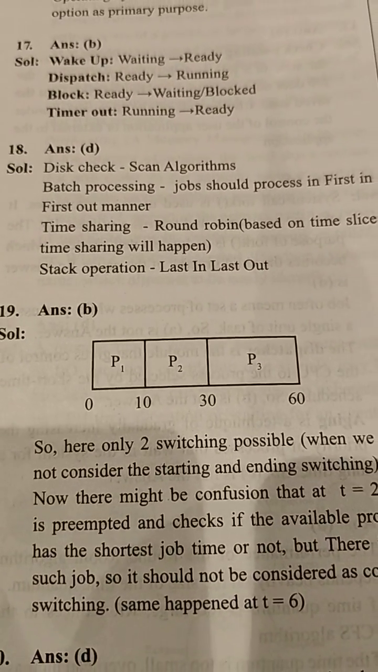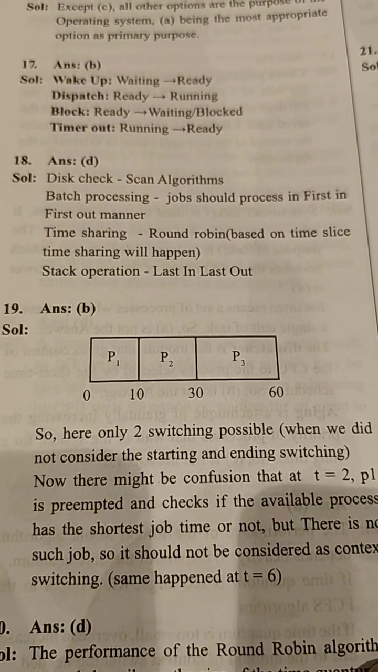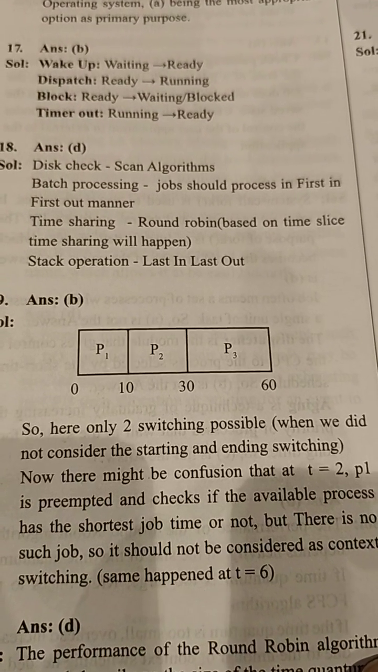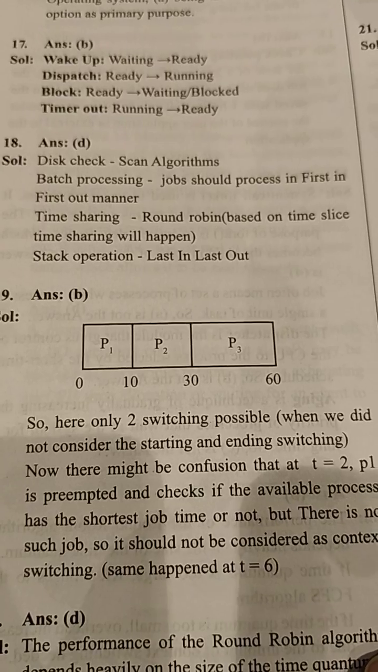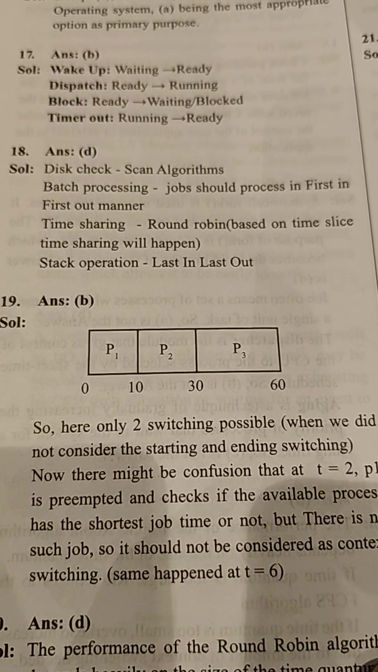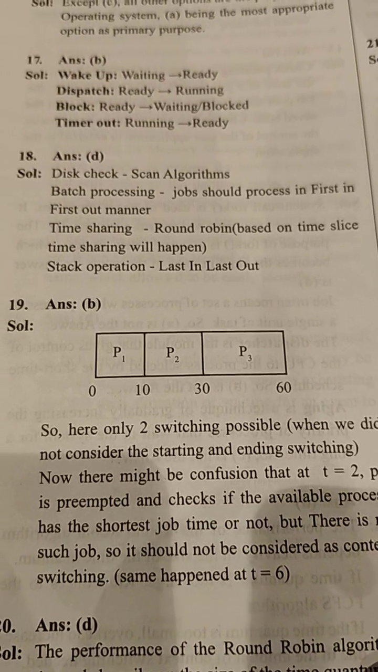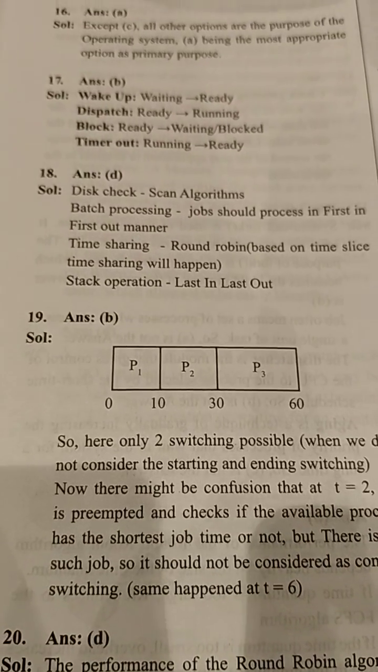18th question. Disk check is a SCAN algorithm. Batch processing: a job should be processed in first in, first out manner. Time sharing is round robin based on time slicing. Stack operation is last in, first out.